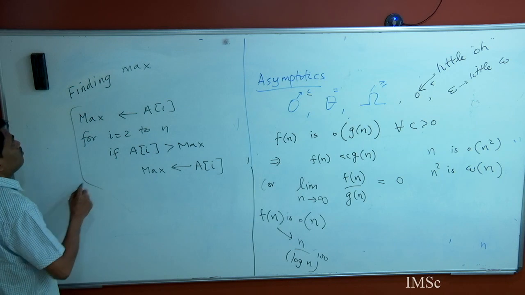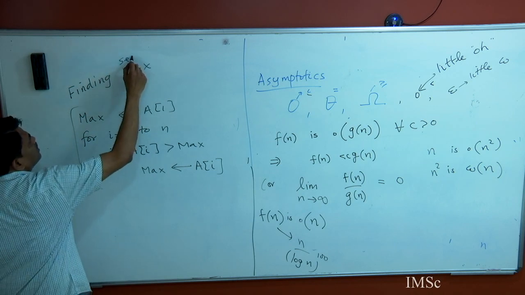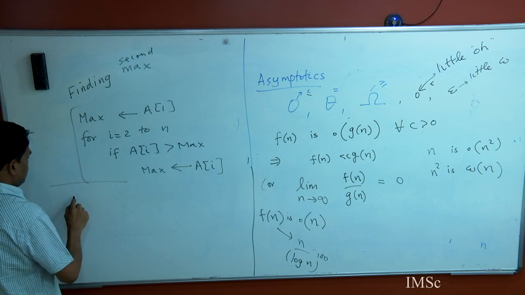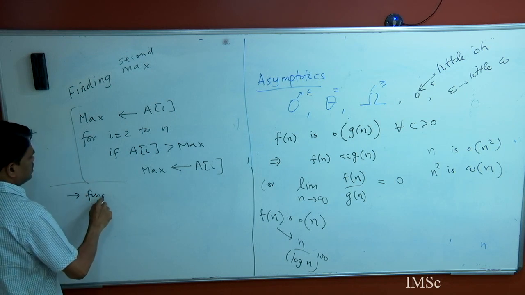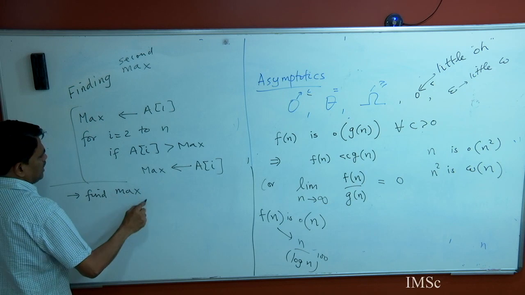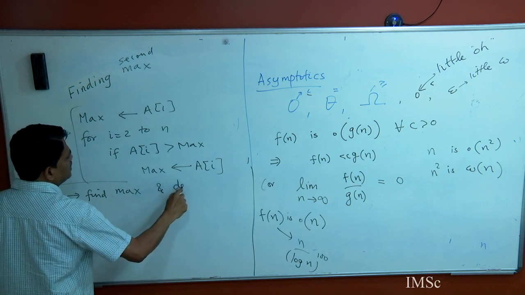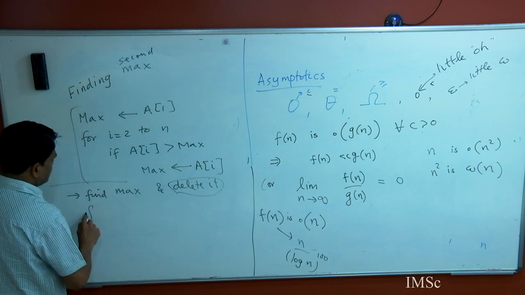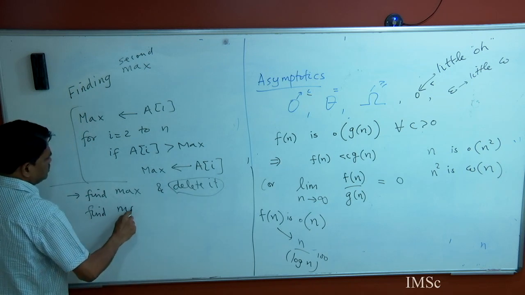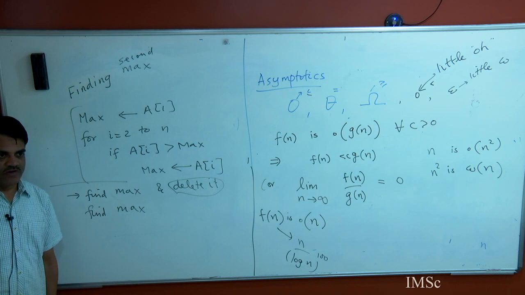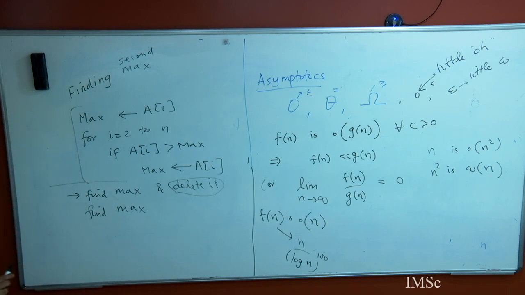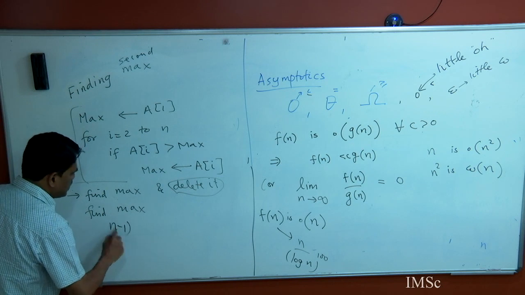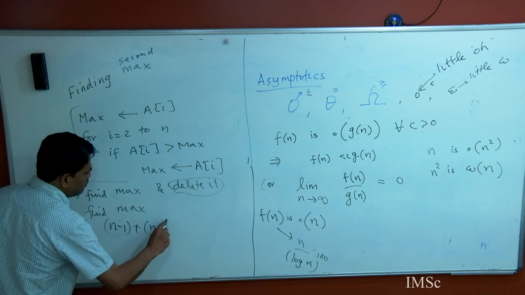So my goal is finding the second max. The suggestion was find max, somehow delete it, and then find max again. So how many comparisons would you have taken so far? N minus 1 plus n minus 2, right?